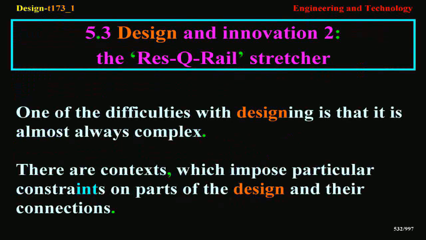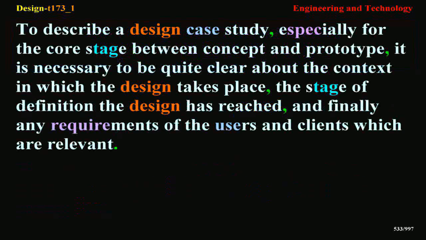5.3 Design and innovation 2: the Rescue Rail stretcher. One of the difficulties with designing is that it is almost always complex. There are contexts which impose particular constraints on parts of the design and their connections. To describe a design case study, especially for the core stage between concept and prototype, it is necessary to be quite clear about the context in which the design takes place, the stage of definition the design has reached, and finally any requirements of the users and clients which are relevant.